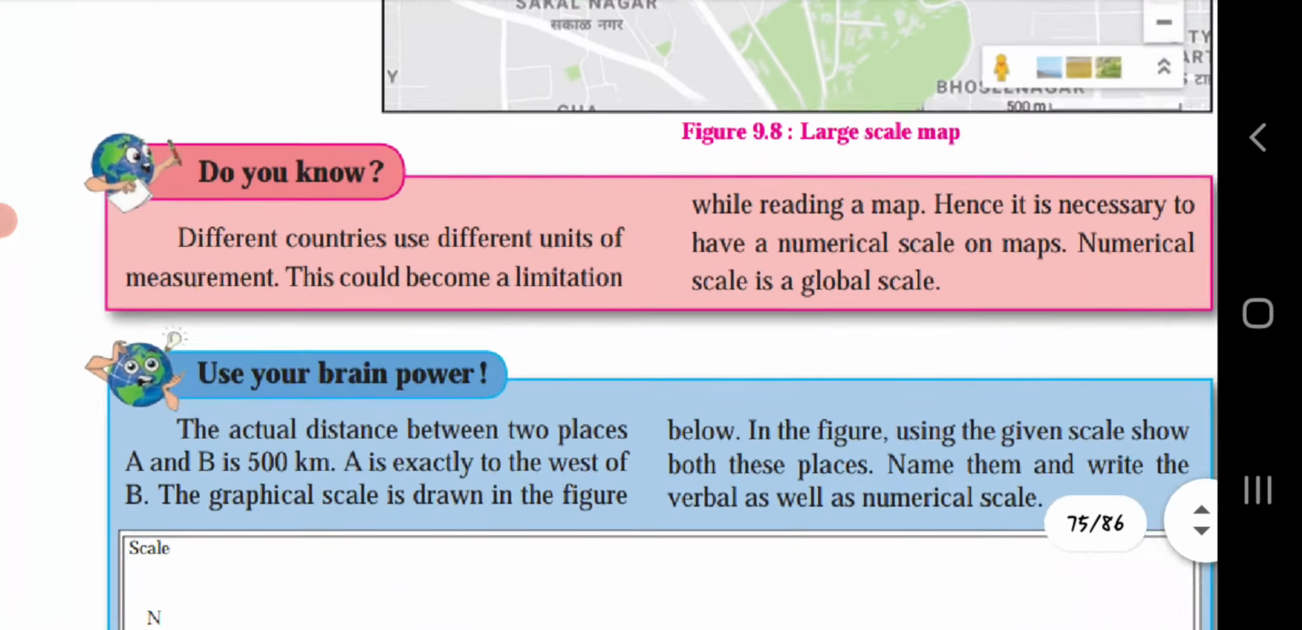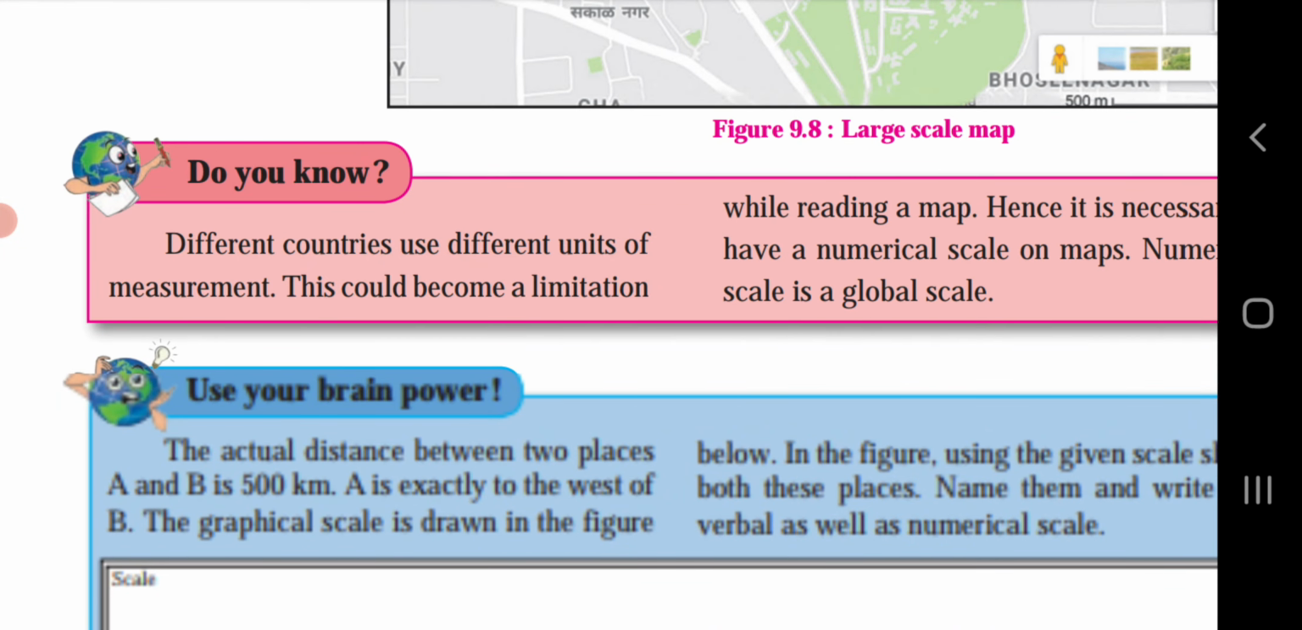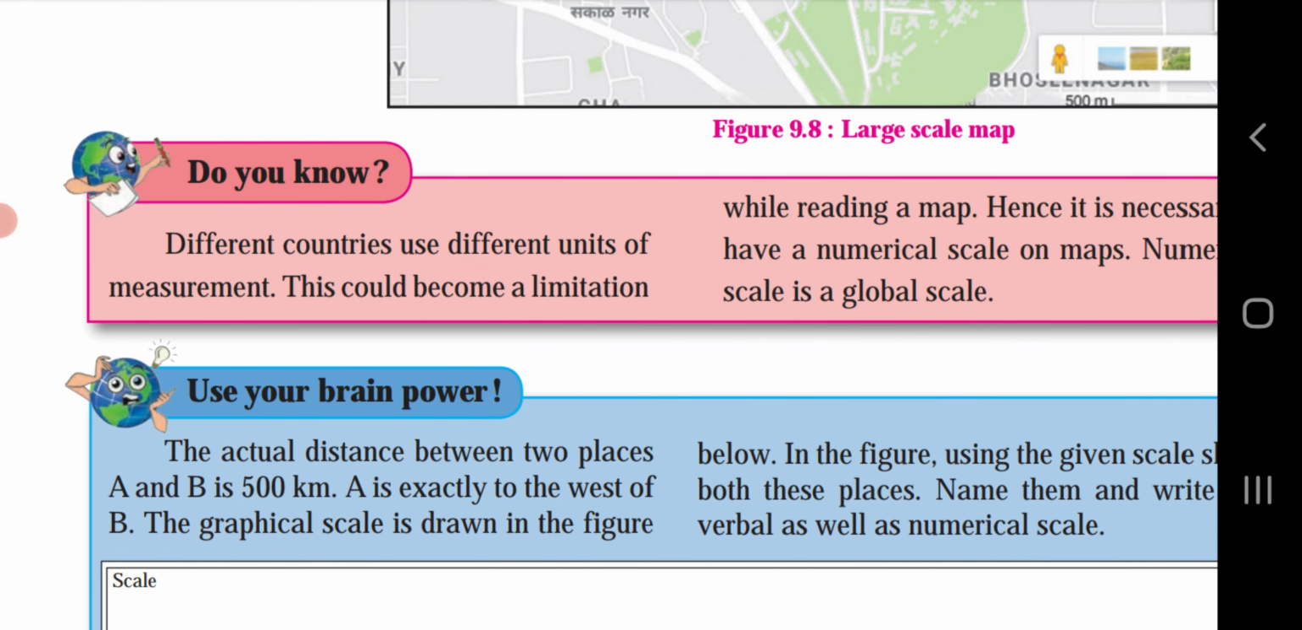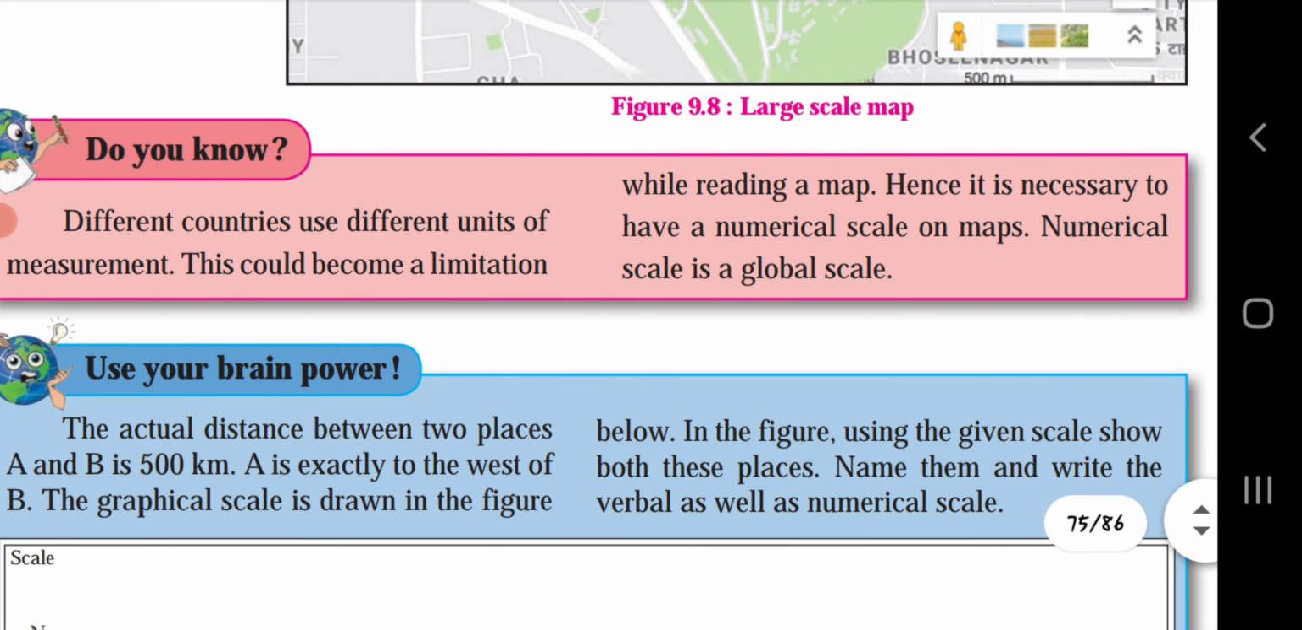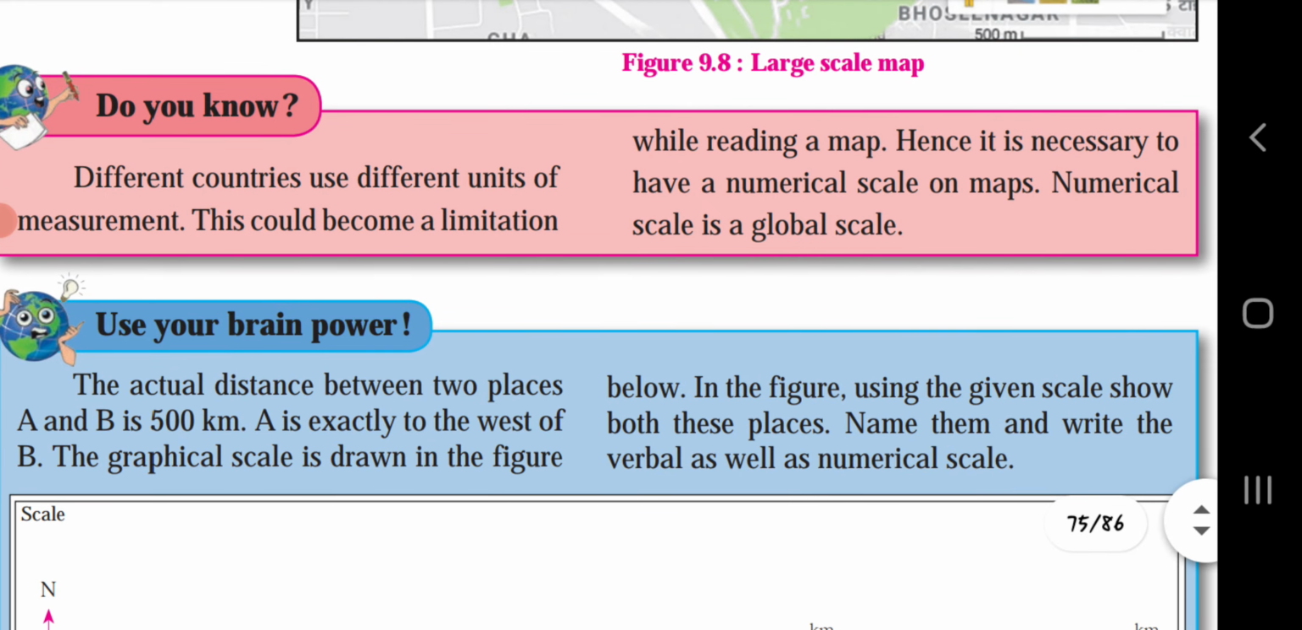Do you know different countries use different units of measurement? This could become a limitation while reading a map. Hence, it is necessary to have a numerical scale on maps. Numerical scale is a global scale. So, to read a map, it is needed. It is important to have a numerical scale. Without it, we cannot read the map in a proper way.